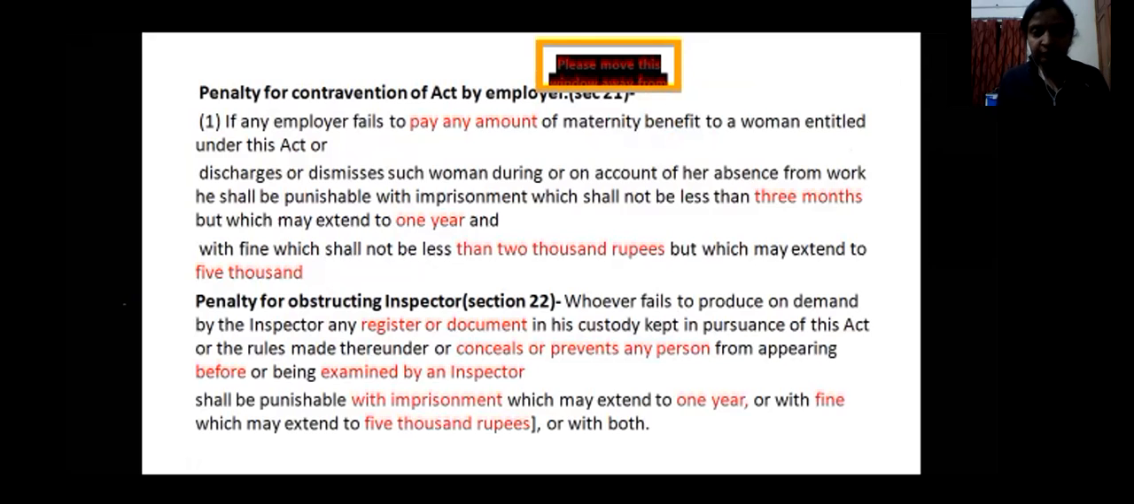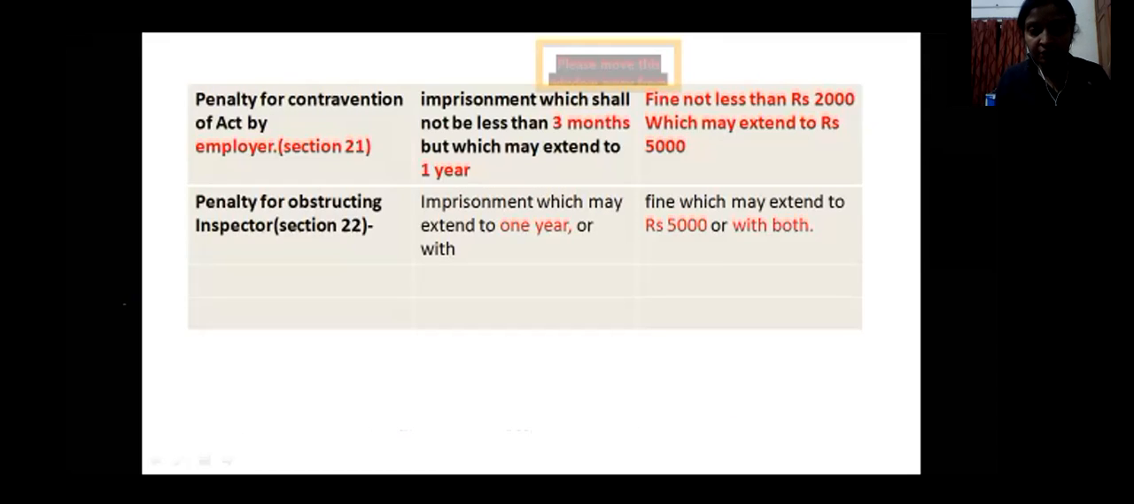Obstruction में क्या क्या आता है, whoever fails to produce on demand, suppose इंस्पेक्टर ने कहा कि मुझे रजिस्टर देखना है या मुझे कोई डॉक्यूमेंट्स चाहिए, and if the employer fails to produce it, अगर एम्प्लॉयर उसको देने में नाकामयाब होता है या देना नहीं चाहता, नहीं देता है जो उसके कस्टडी में था, या फिर कोई गलत इंफॉर्मेशन देता है, तो in that case what is the imprisonment? Imprisonment is up to 1 year. Sorry, imprisonment is up to 1 year and fine which may extend to rupees 5000 or with both.